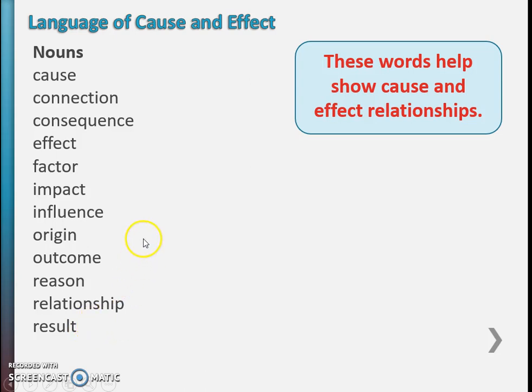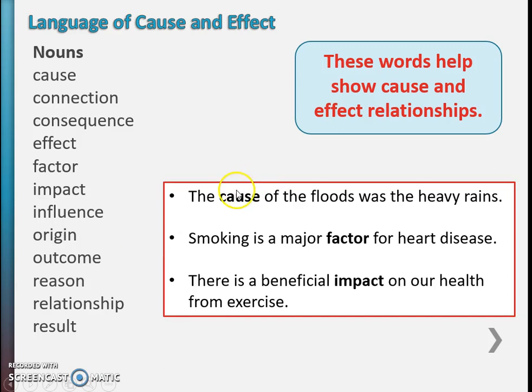Let's look at a few words in sentences. We have to pay attention to these words because they help us see what's going on. So if we look at the first example, the cause of the floods was the heavy rains. So we have to first of all think about what was our cause, what was the effect. And it doesn't always follow in the order of the words in the sentence. The cause of the floods. So that tells us the floods were the effect. What caused them? Heavy rains.